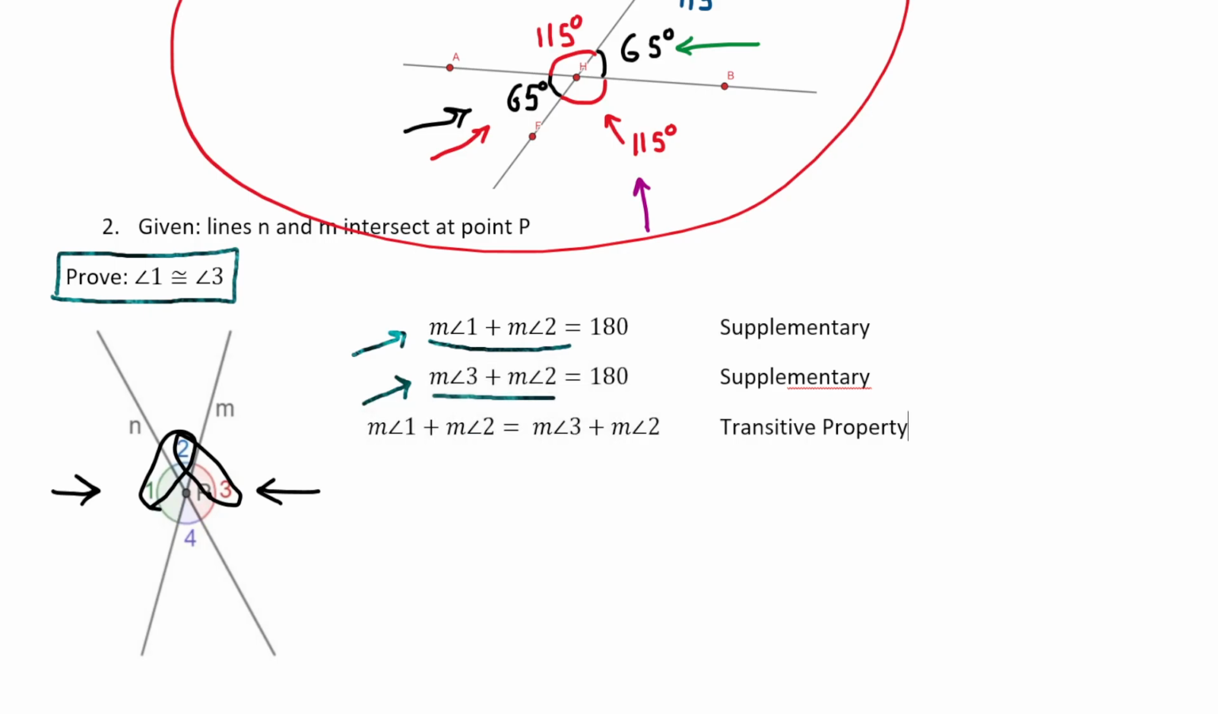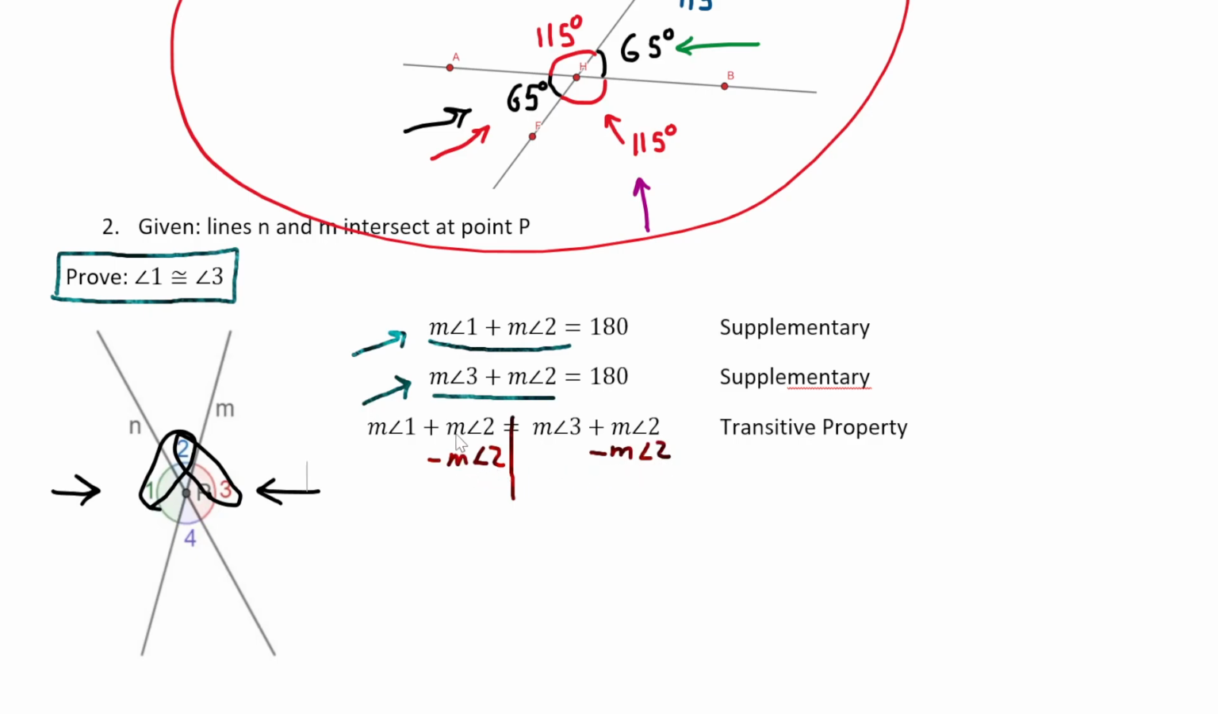Okay, now after this step, here's what I want to do. I'm actually going to need my writing tool. After getting the transitive property, I'm just going to make use of some algebra. I'm going to get rid of measurement of angle 2 by subtracting the measurement of angle 2. It's an equation, okay? Here's the equal sign. So what I do to one side, I also need to do on the other side. So on the other side, I'm also going to subtract the measurement of angle 2.